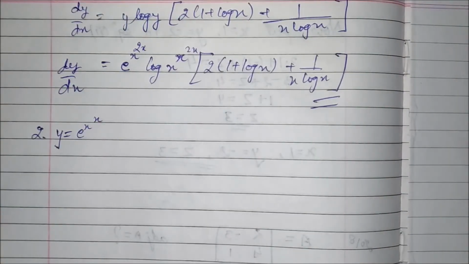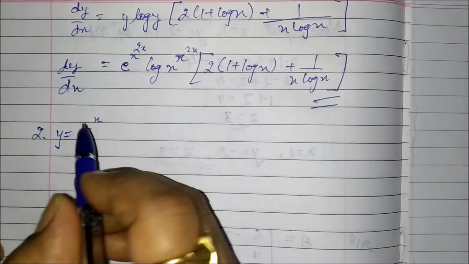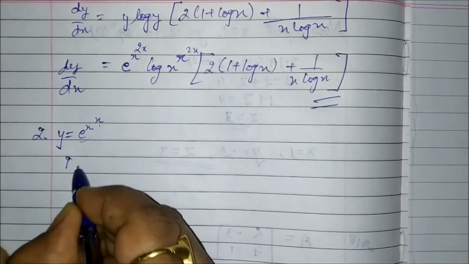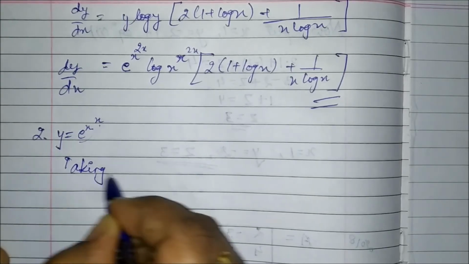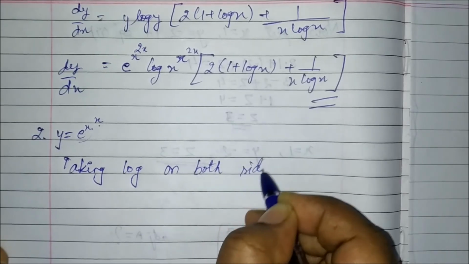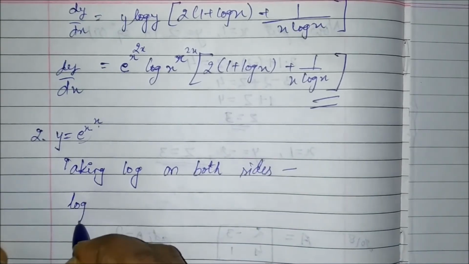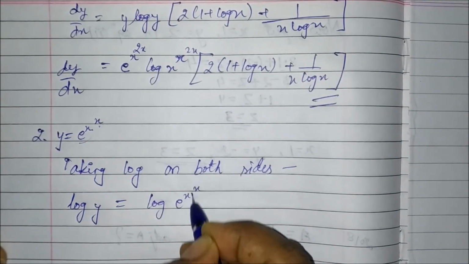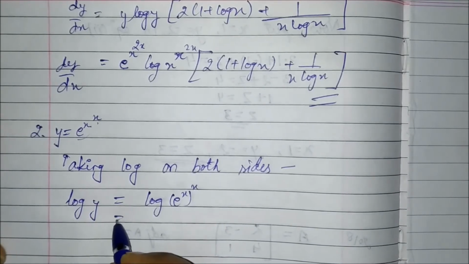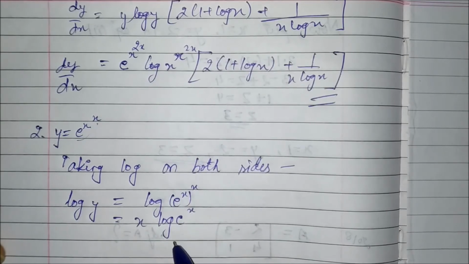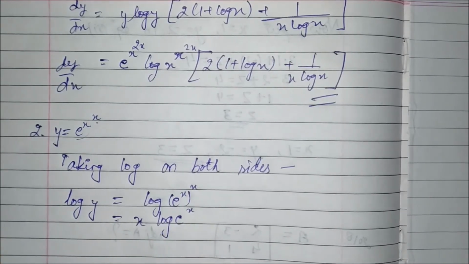Now see the second question. The second question is y equals e raised to x raised to x. This is the first function and this is another function. Now we write, taking log on both sides. So we get log y equals log of e raised to x raised to x. So this x will come here: x into log of e raised to x. So these are two functions.